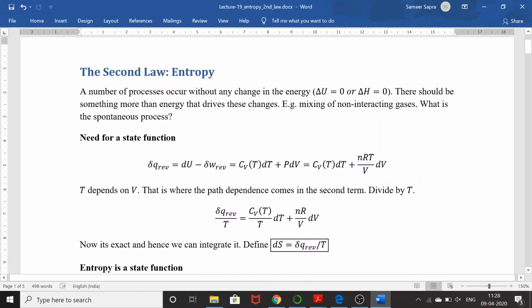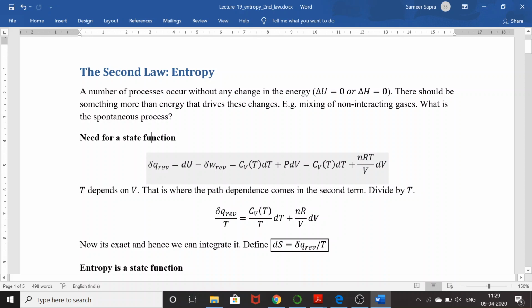Now, entropy is something that we wish should be a state function. It should depend on the state. Randomness, as we've seen already, has been associated with heat. But heat, delta Q reversible, is given by dU minus delta W reversible, the first law. And we know dU is Cv dT for an ideal gas, and delta W is minus PdV, so it's plus PdV. For an ideal gas, that is Cv dT plus nRT by V dV. So we could write it that way.